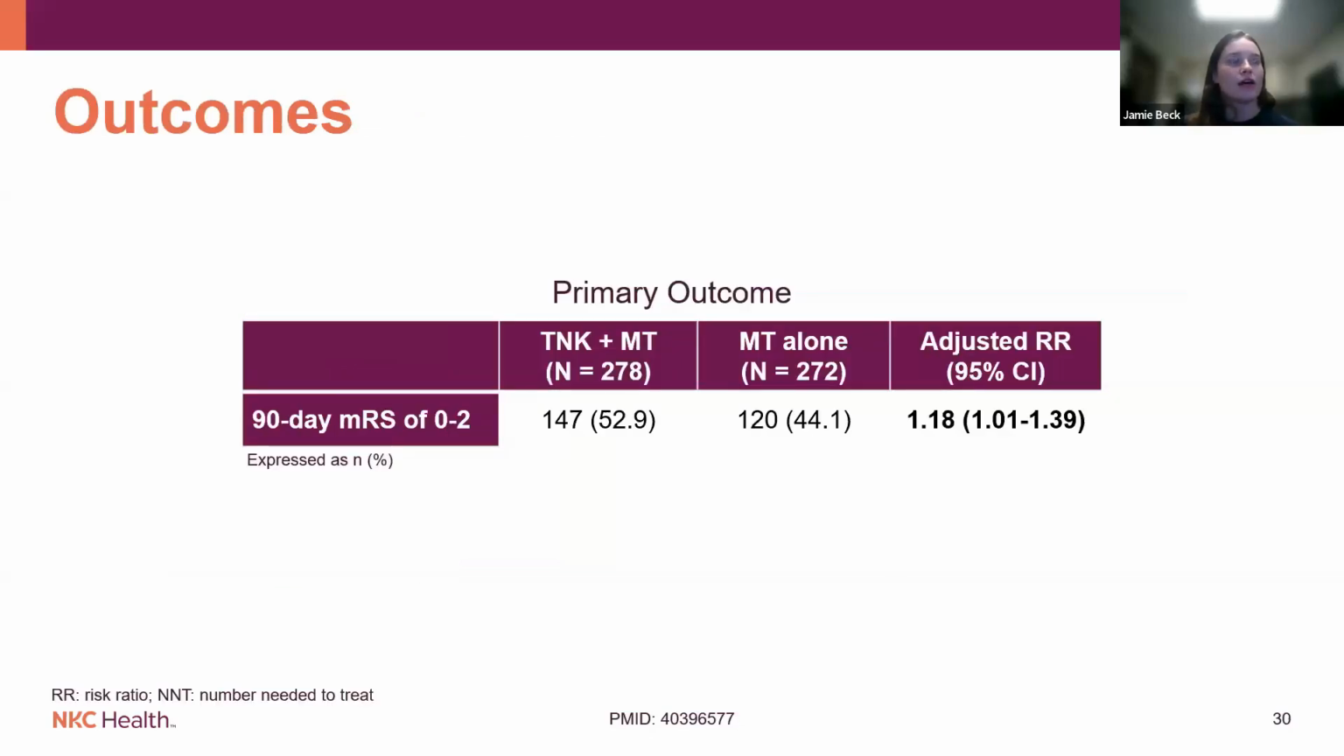Regarding their primary outcome of 90-day modified Rankin scale score of 0 to 2 or functional independence, this occurred in 53% of patients in the bridging group compared to 44% in thrombectomy alone. Their adjusted risk ratio was 1.18, and this was a statistically significant difference. We can see here that the effect size was slightly lower than their anticipated 13% and instead was 8.8%. And overall, with the results of their primary outcome, the number needed to treat for benefit was 11.